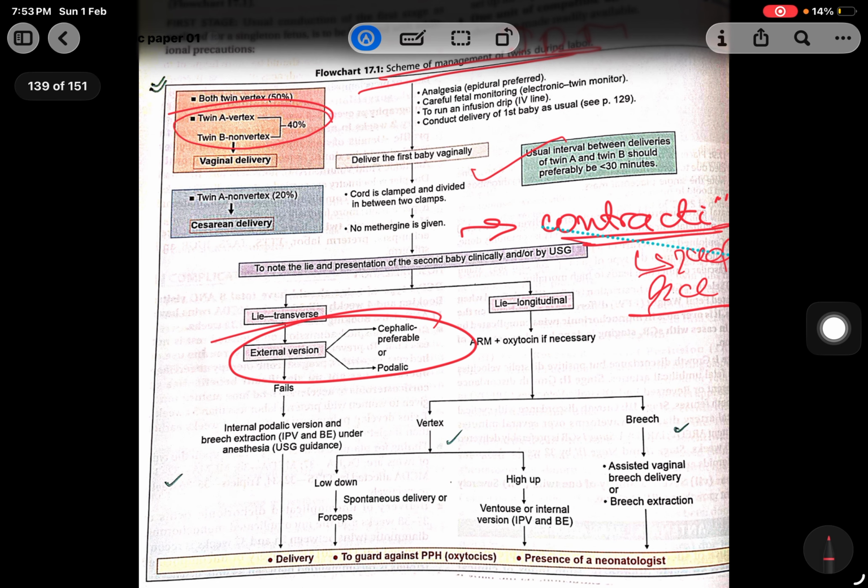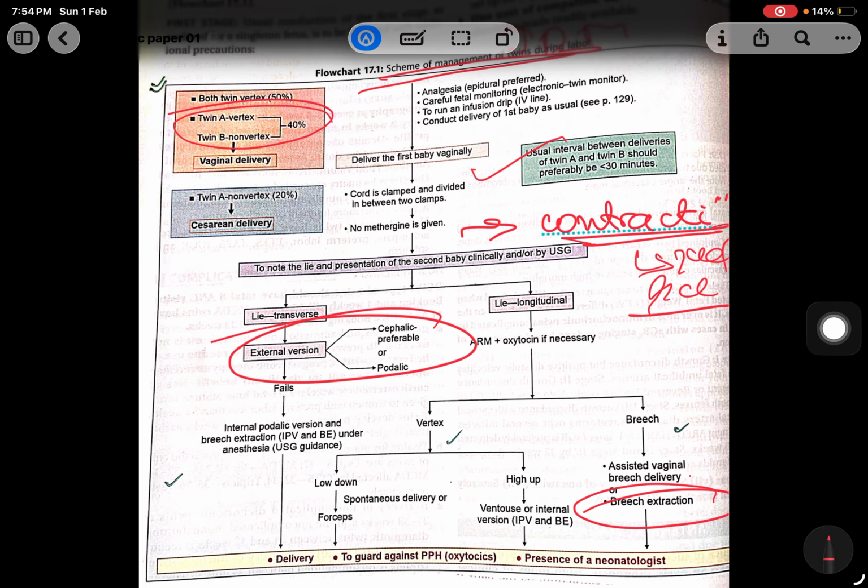But if the lie is already longitudinal, that means it's a normal vaginal delivery. Check whether it's a vertex presentation or breech presentation. If it's a vertex presentation and it's low down, use forceps and deliver. If it's high up, then use Bentos forceps and pull the head back. If it's a breech, then you have to go for breech extraction.